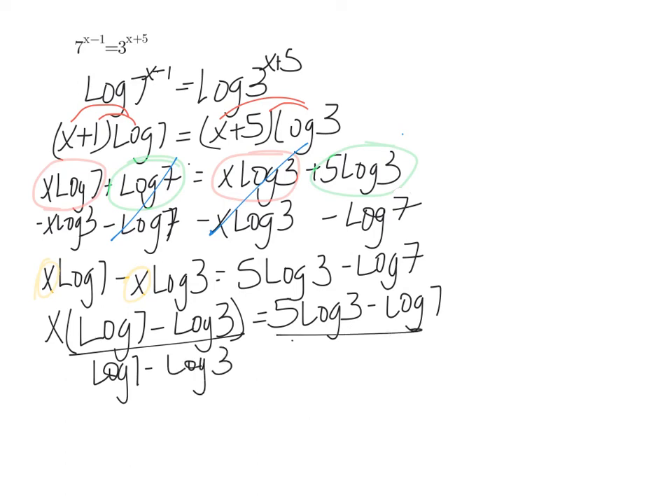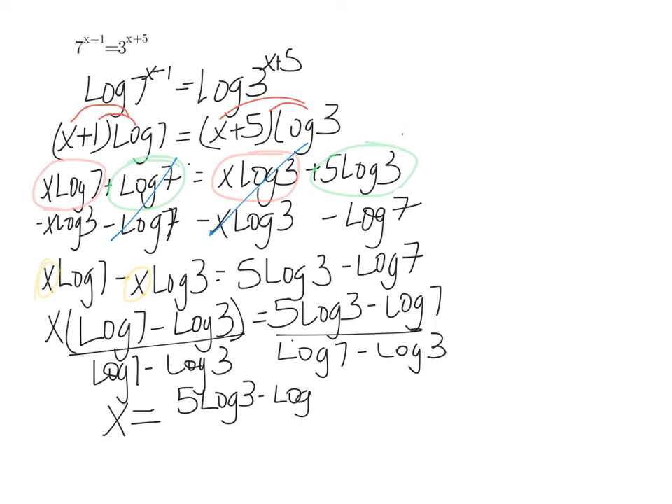Divide by log 7 minus log 3 to get x by itself, and x equals 5 log 3 minus log of 7 over log of 7 minus log of 3. And that's how you would solve that using the common log. Now this process is exactly the same if you use natural log. It would just say ln everywhere it says log.